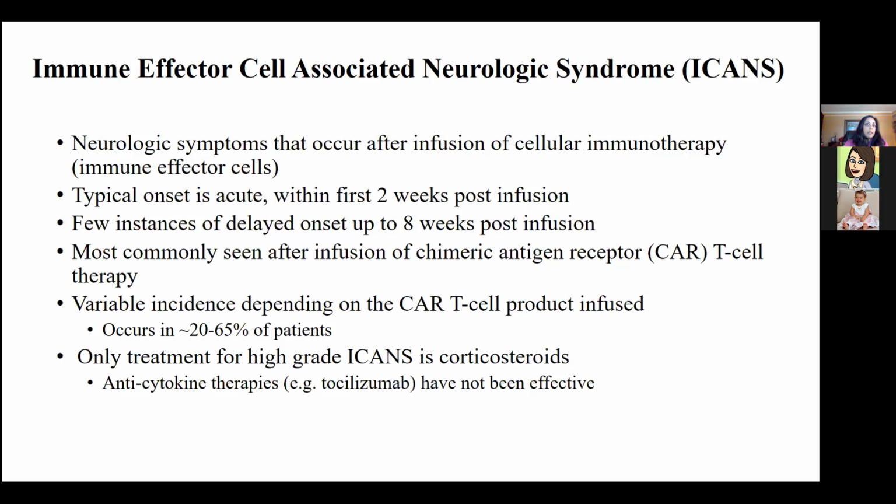It's most commonly seen after infusion of chimeric antigen receptor or CAR T cell therapy, which I'll give you some more information about. The incidence is variable, really depends on the CAR T cell product that is infused. There are multiple products that are commercially available. And the incidence of ICANS occurs in anywhere from 20 to 65% of patients, depending on the CAR T cell product used and depending on the study that you look at. So the only treatment that we have for this toxicity related to CAR T cell therapy is corticosteroids. Anti-cytokine therapies have been tried but have not been effective.